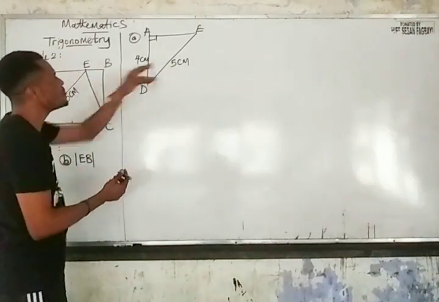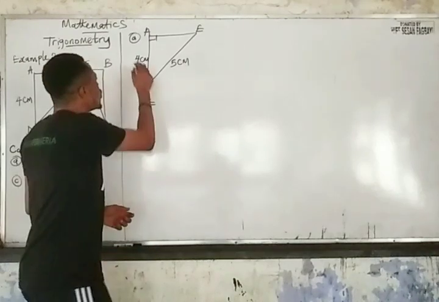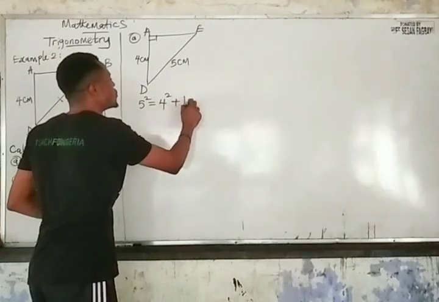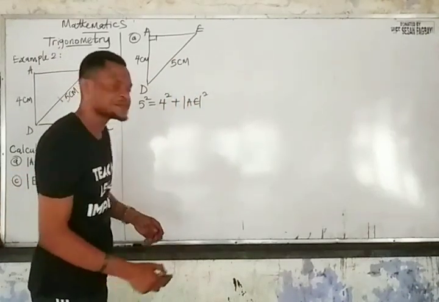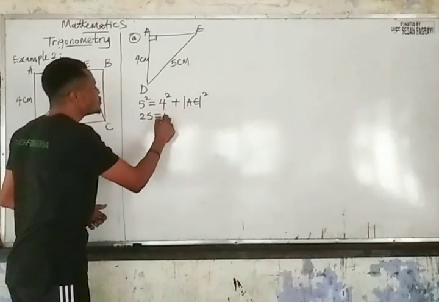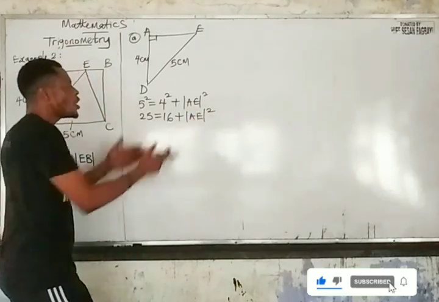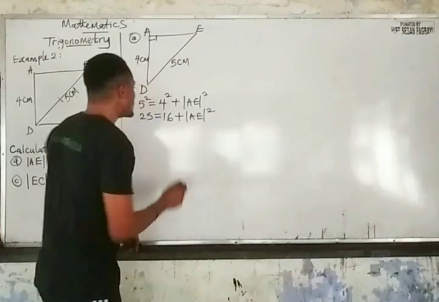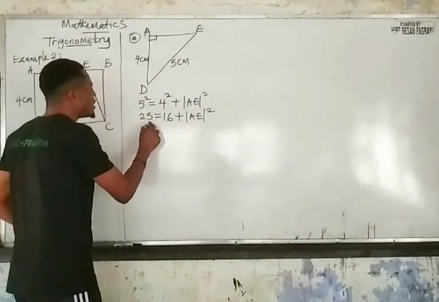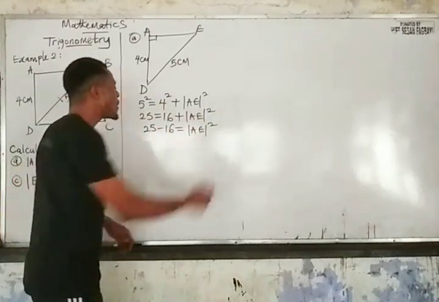Using Pythagoras Theorem, this is the hypotenuse. We have 5 square equal to 4 square plus AE square. So 5 raised to power 2, we have 25. 4 raised to power 2, 16, plus AE raised to power 2. Of course, we make AE subject of the formula. So 16 travels to this side, the sign changes. We have 25 minus 16 equal to AE raised to power 2.